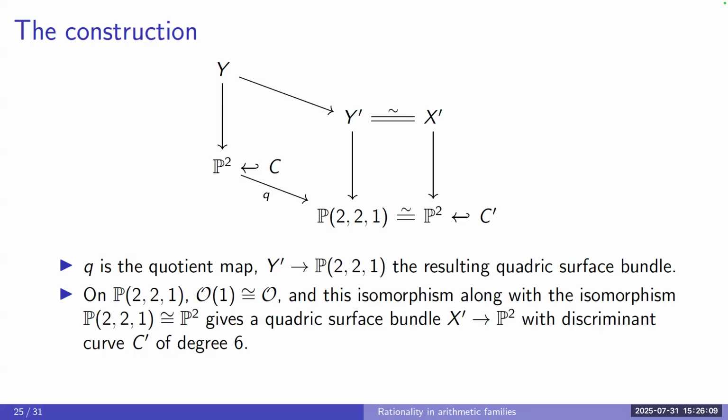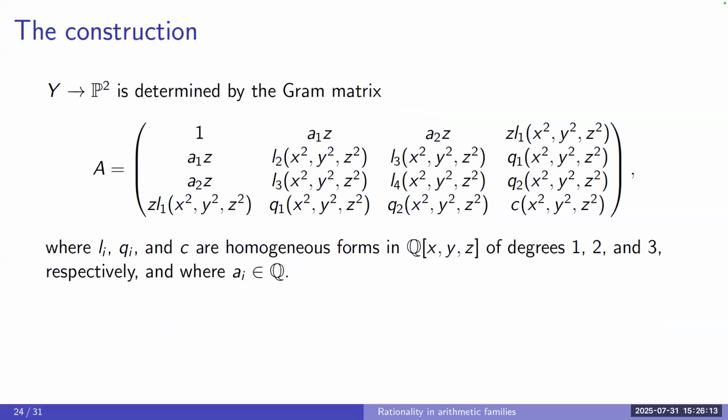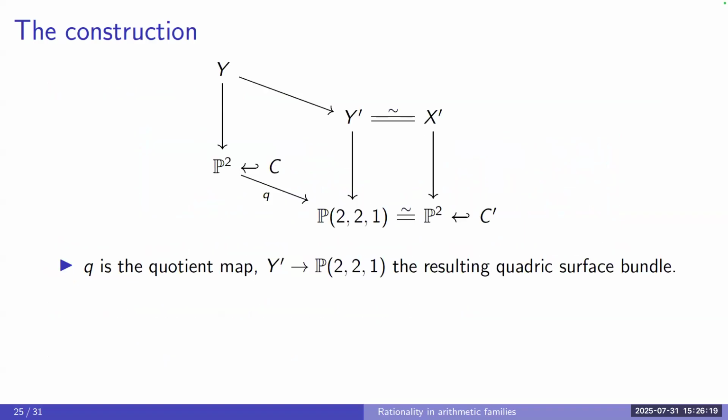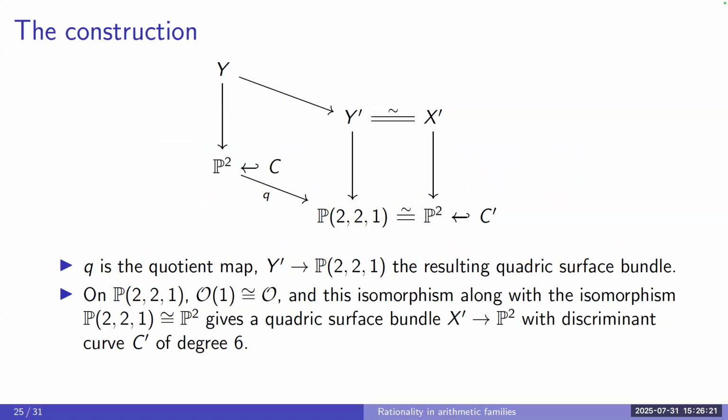And so doing that division by 2, I really need to here start with even degree information. And I'll maybe just go back and remind you that my E has this term O of 1 in it. Okay, so the magic here is that on this weighted projective space, O of 1 is actually isomorphic to O. And so under this isomorphism and along with the isomorphism to P2, I get a quadratic surface bundle over P2. But now my discriminant curve has degree 6.